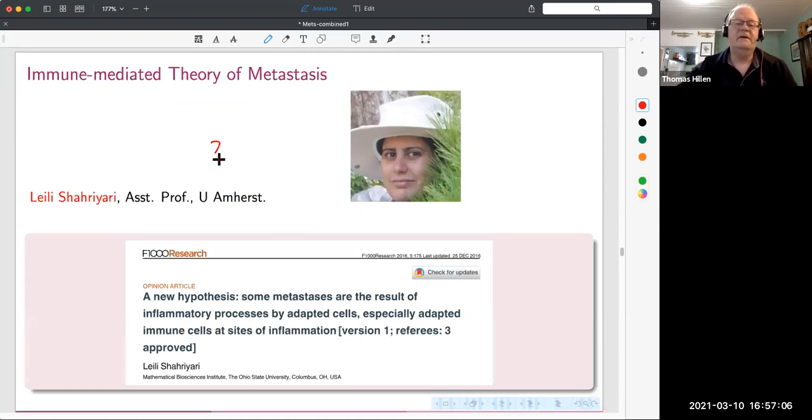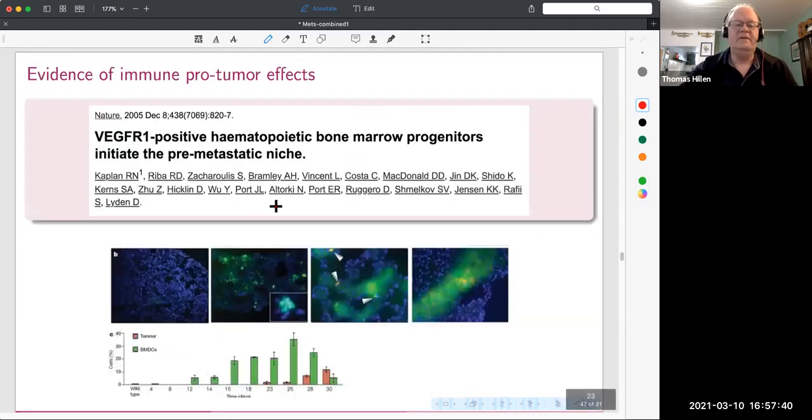I got this idea in 2015 when I had a conference at the MBI in Ohio, and I met Laili Shahriari. She's a professor at Amherst, and she read lots of papers on metastasis and wanted to do some modeling. And she found that in many instances, the role of the immune system is mentioned, and actually that the inflammatory process adapts immune cells in the sense that they help the cancer. So this got me really interested, and I thought this is a very crazy idea. But then there's more evidence.